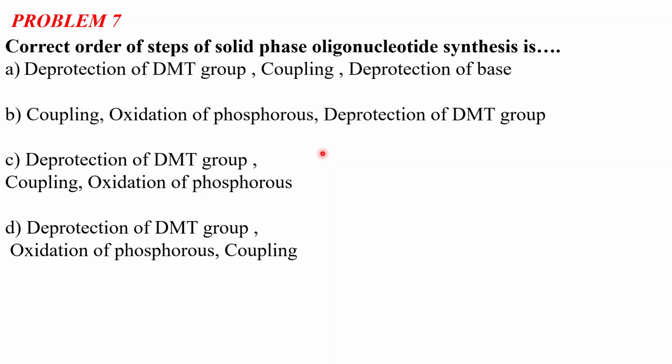Number A: deprotection of the DMT group, coupling, and then deprotection of the base. Number B: coupling followed by oxidation of phosphorus, then deprotection of the DMT group. Number C: deprotection of the DMT group, coupling and oxidation of phosphorus. And number D: deprotection of the DMT group, oxidation of phosphorus and coupling. What will be the correct order of steps for the solid phase oligonucleotide synthesis?